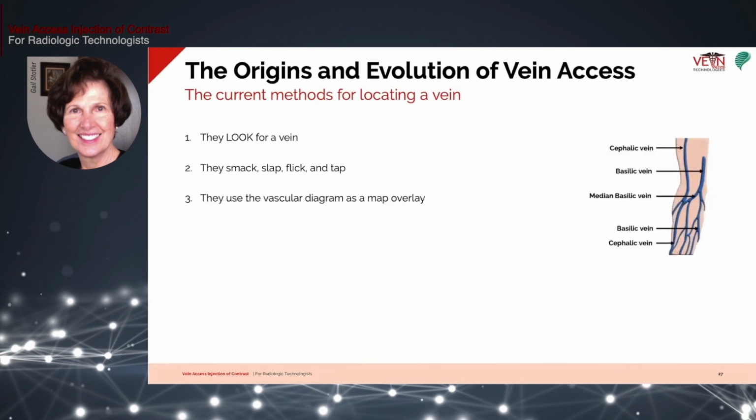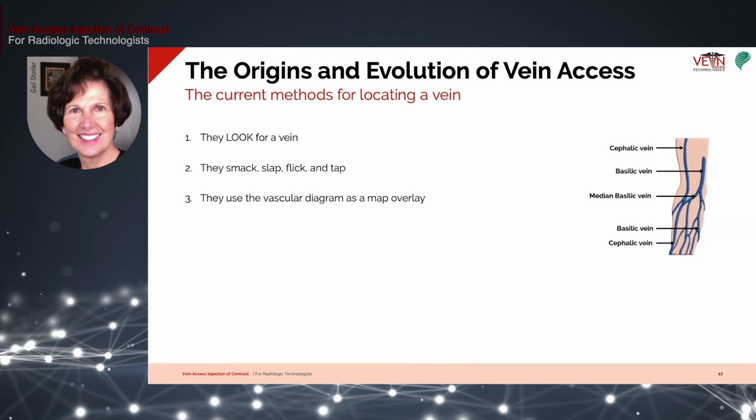They want to use a vascular diagram as a map overlay. Well, the anatomist will tell you only 50% of the humans have anatomy that looks like that. The other 50%, they're just not in that exact spot. So it's never meant to be a map overlay. And the other thing too is there are more than those labeled veins there. There are veins there that don't have names.